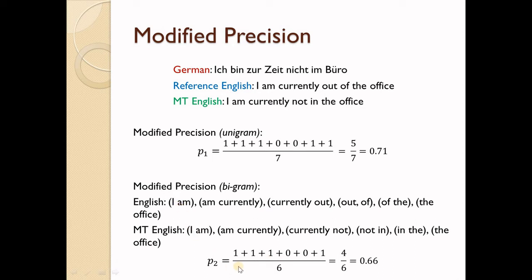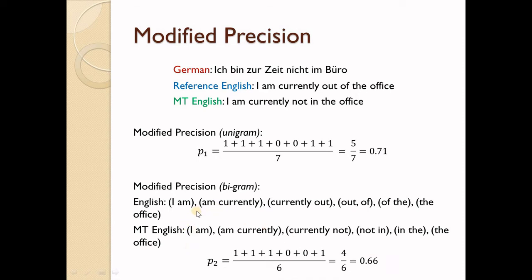So "I am" present? Yes, 1. "Am currently" present? Yes, 1. "Currently not" present? Yes, 1. "Not in" present? No, 0. "In the" present? No, 0. "The office" present? Yes, 1. So it will be 4 by 6, which is 0.6. So the modified precision for bigram will be 0.6.